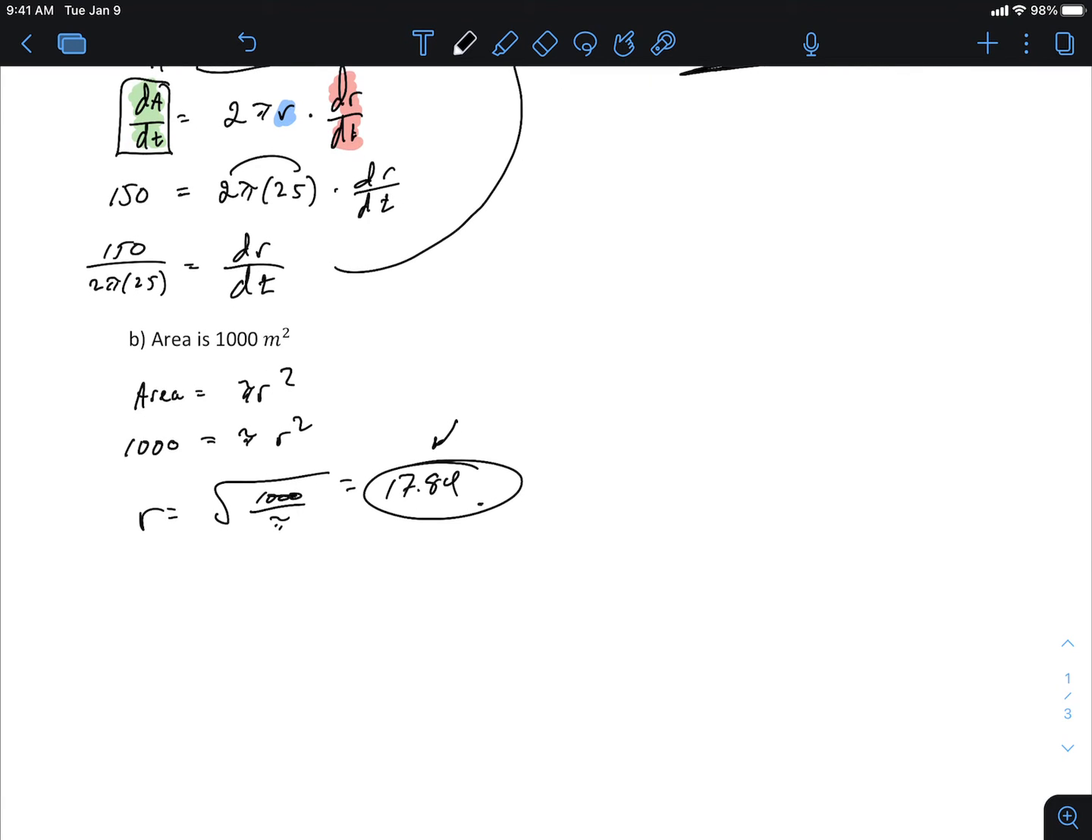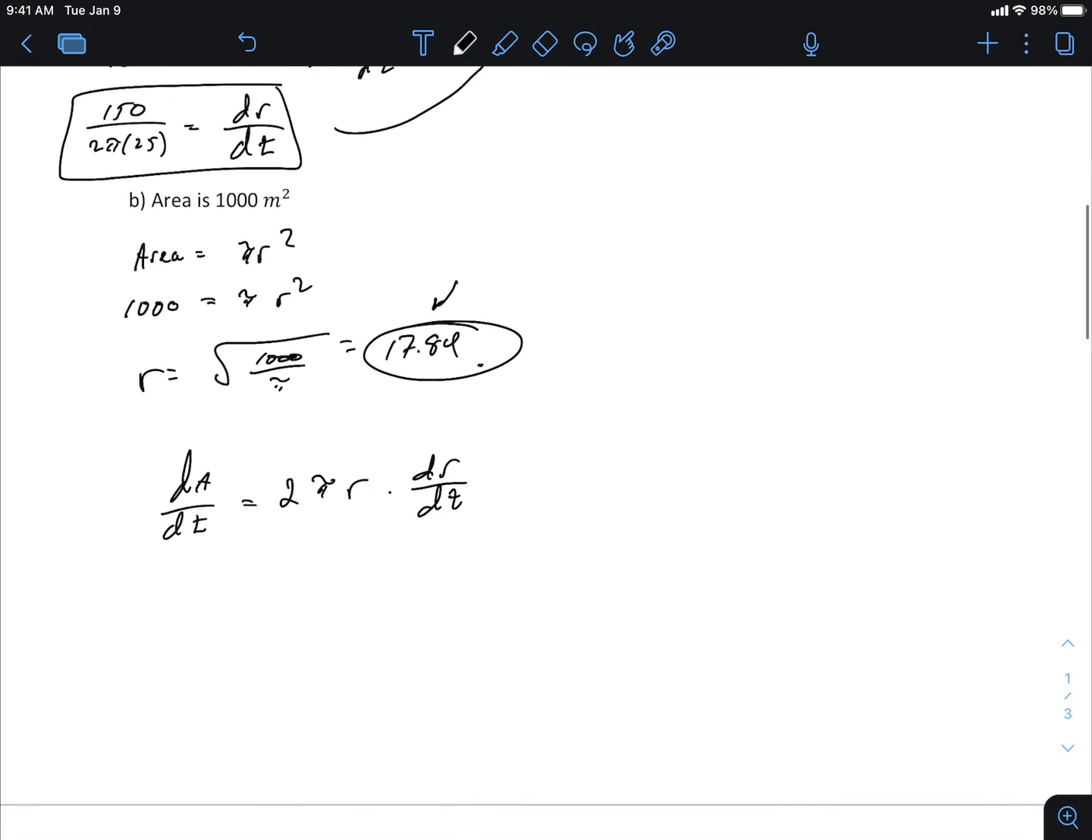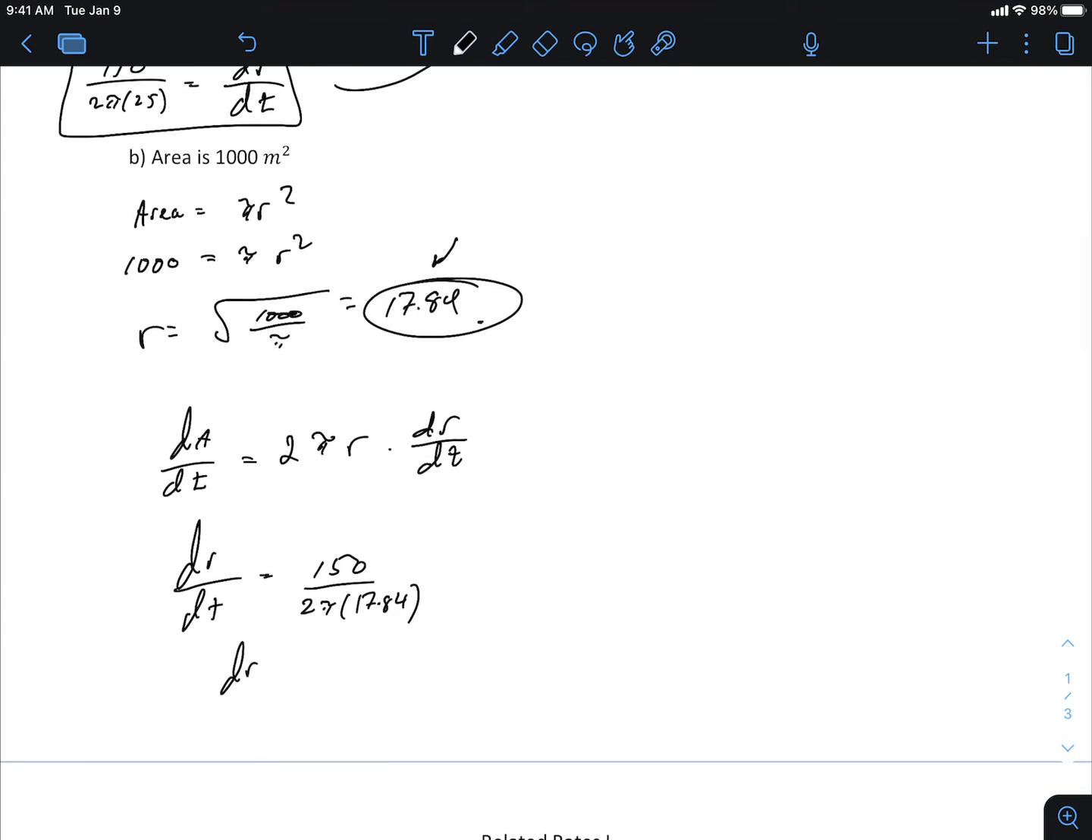So we're going to see dA by dt, right? It's still going to be the exact same equation, 2 pi r multiplied by dr by dt, and we're just going to re-isolate for dr by dt. Or I suppose you could just jump down to this line for simplicity's sake. We could say dr by dt is going to equal 150 divided by 2 pi times 17.84. If you were to run through that again, you would see that dr by dt is going to equal 1.34 meters per second.